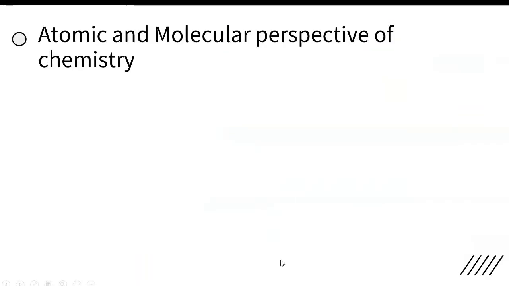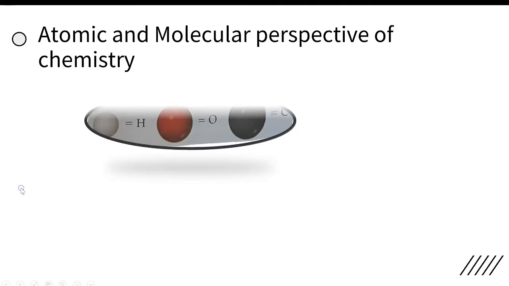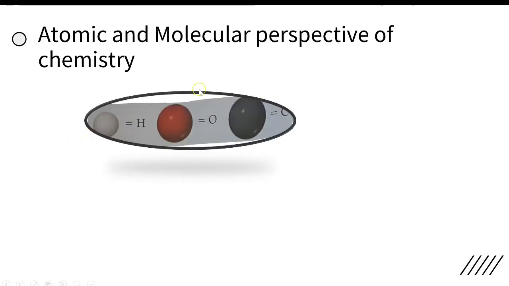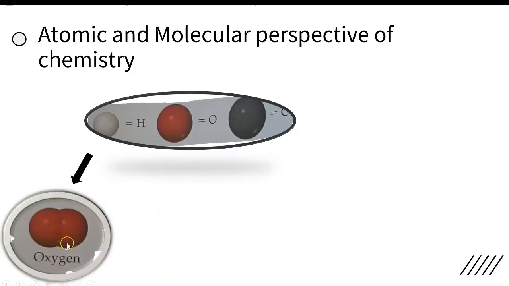Okay. Now we will start off the atomic and molecular perspective of chemistry. Here, for example, I'm taking these three spheres: the white one for hydrogen, the red one for oxygen and the black one for carbon. For the oxygen molecule, it will be diatomic, as I just told you. So it is O2. Two atoms of oxygen make one molecule of oxygen.